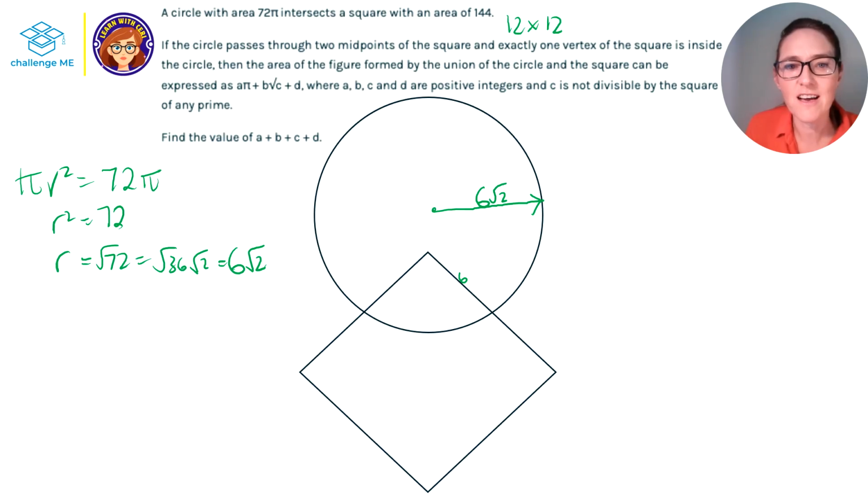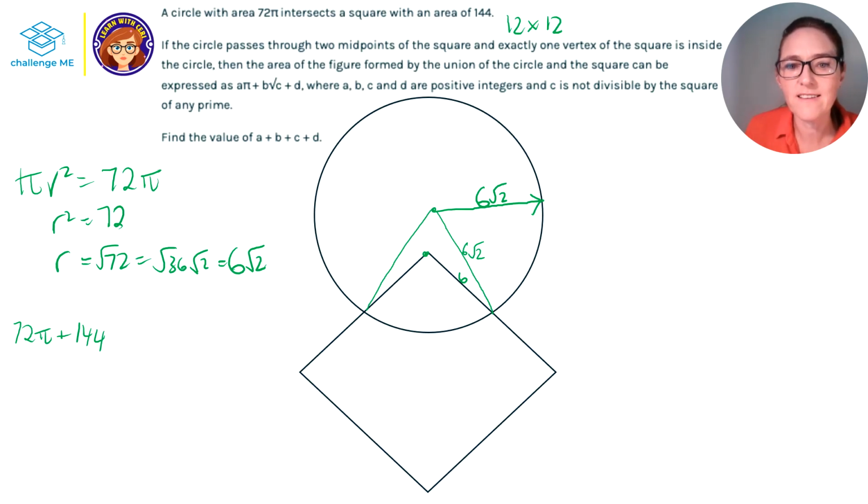So I might just add a couple of lines on there as well. So we've got our 6 root 2 there, and our 6 root 2 here as well. Okay, so this is not the centre of the circle. If we're working out the area of the union of the two shapes, and we add together our circle, 72 pi, to the square area, then we have counted this.